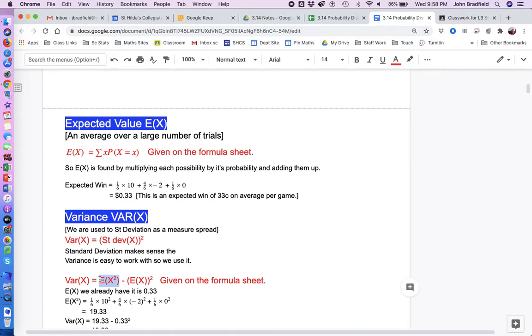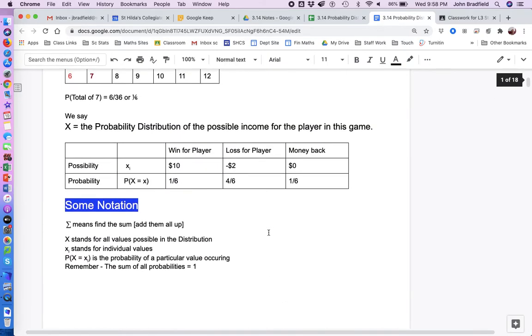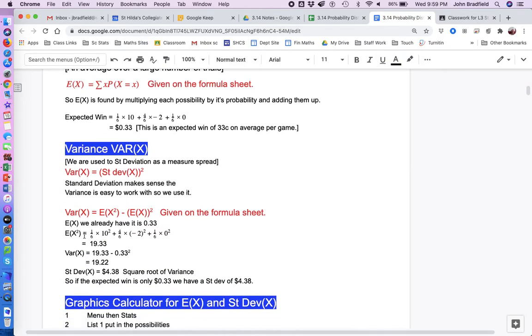Basically, if you think about the table, and sometimes I put another row on the table and say, well, 10 squared is 100, -2 squared is 4, 0 squared is 0. So basically these values get squared and then times by the probability, and that's the expected value of x squared. So 1/6 times 10 squared plus 4/6 times -2 squared and so on. Now that gives us 19.33.